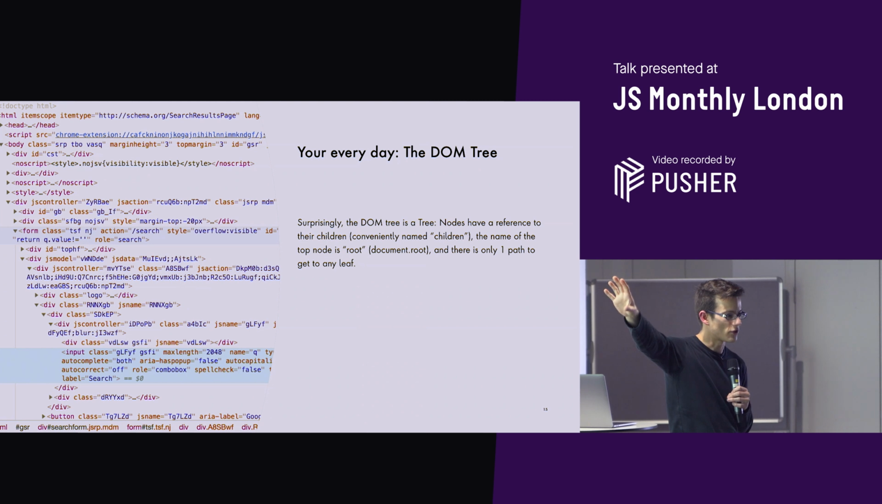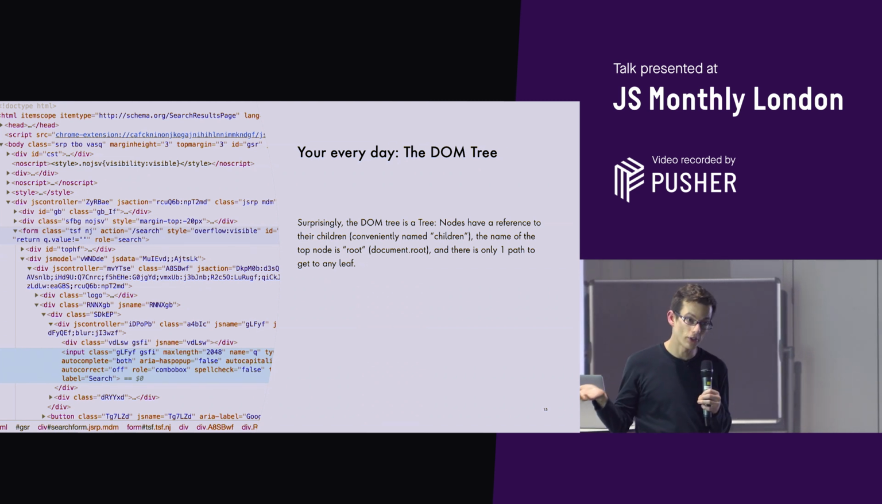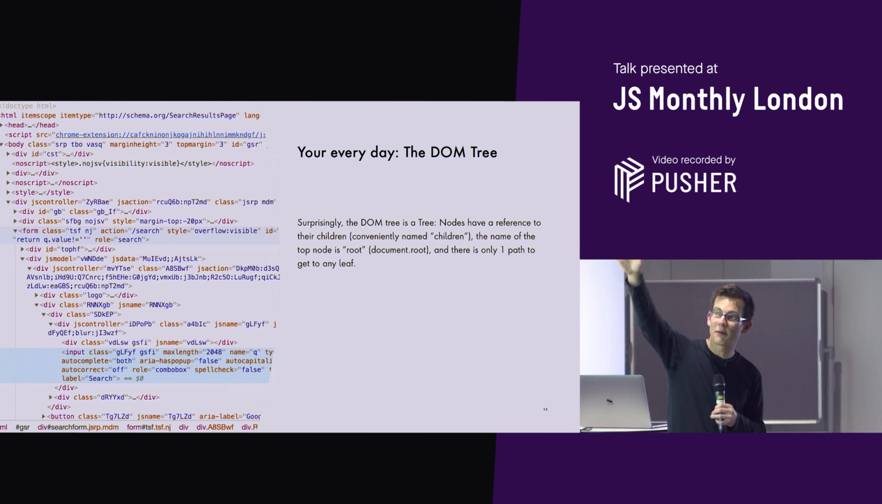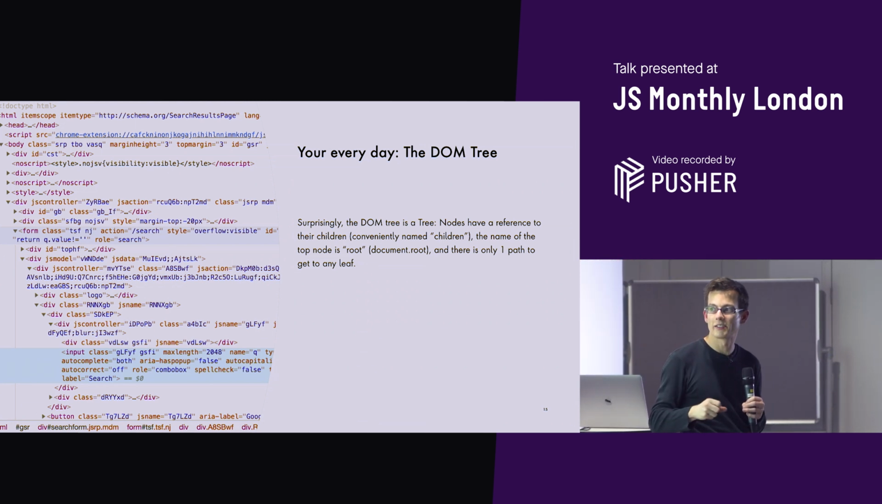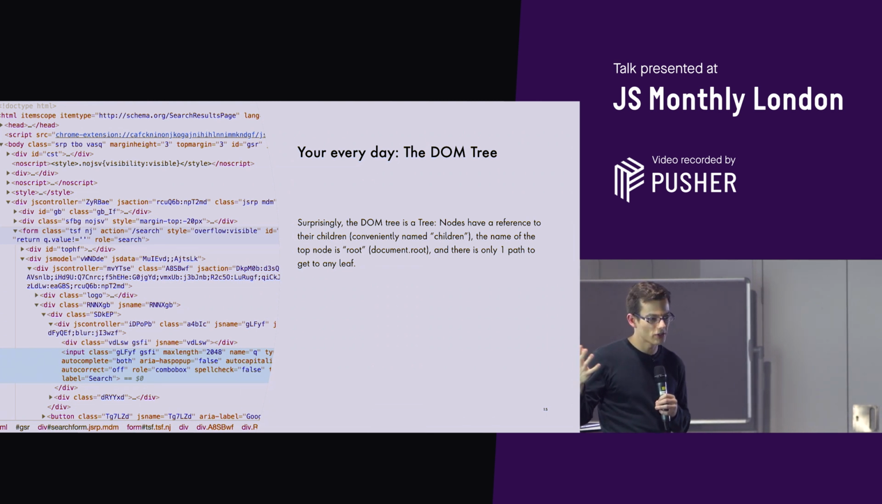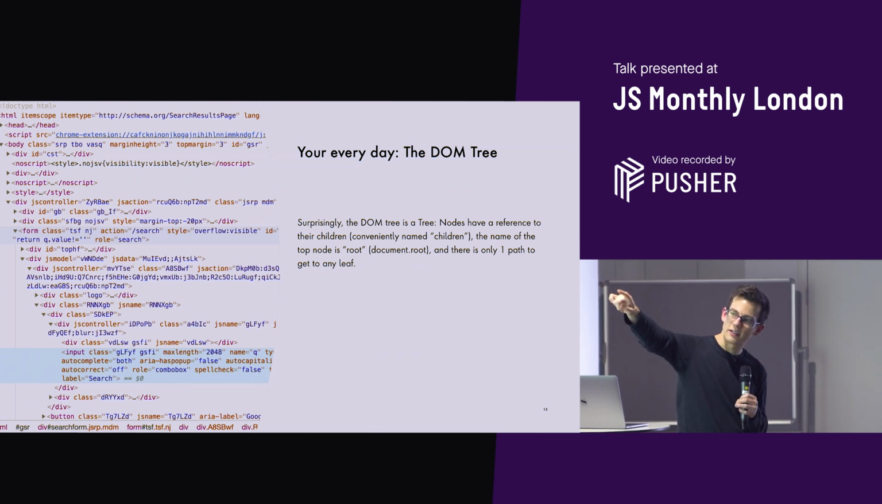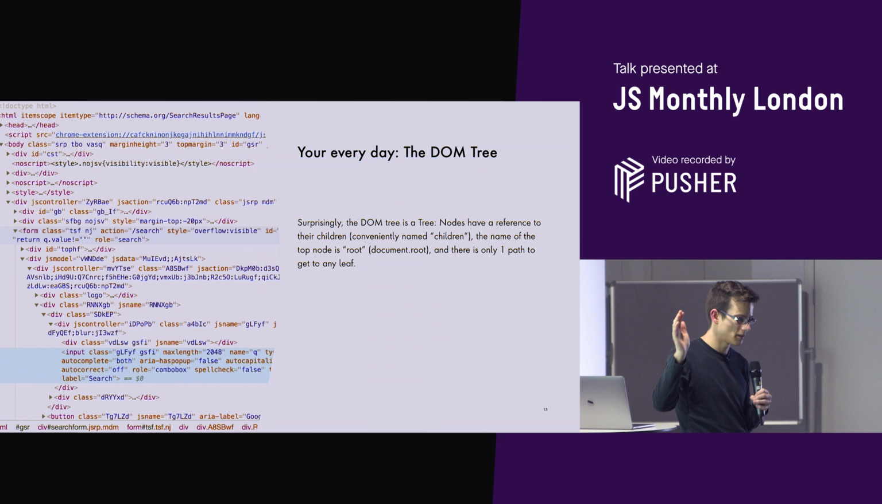Each of the nodes in your DOM tree has children. Those are very conveniently called children. The top node of your tree is in fact a root, and it is also called a root. One thing that is important to note about trees is there can only be one way to reach a node. And in fact, with a DOM tree, there is only one way to get there.